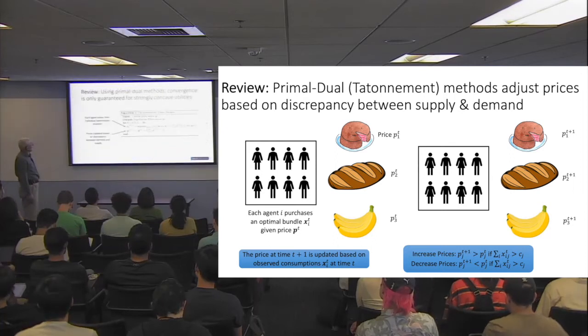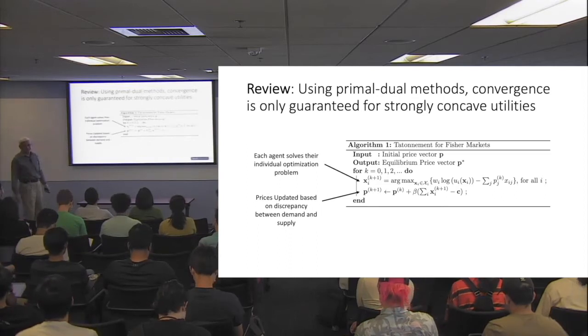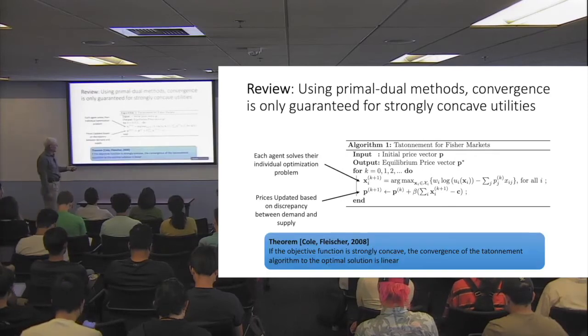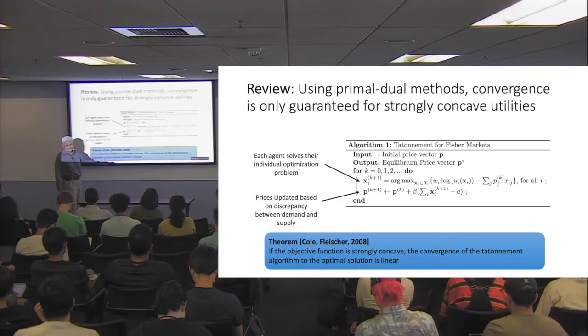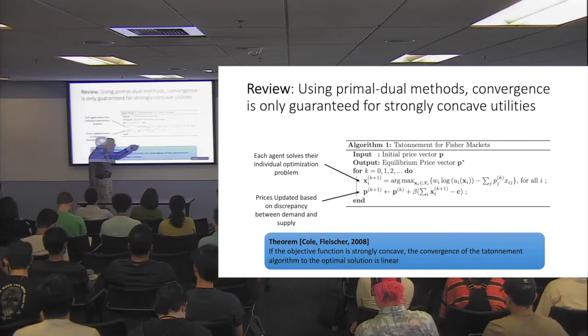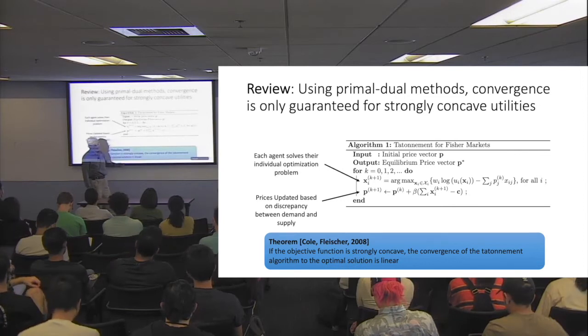So, I'm just going to quickly review some, okay? One of these algorithms can now prove convergence, okay? Like arithmetic, and the earliest paper by Cole and Fleischer, they proved these algorithms. So basically this is a posted price: find the optimal solution for each one, then the price is updated linearly, depending on the total sum minus capacity. If this is more than that, the price would be increased. If this one is less than that capacity, the price will decrease. The beta is called the step size.